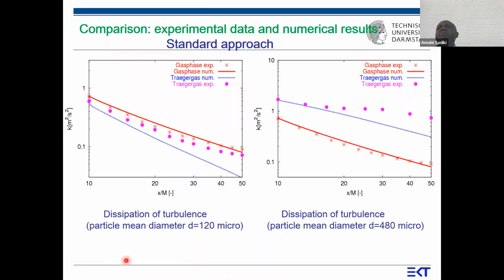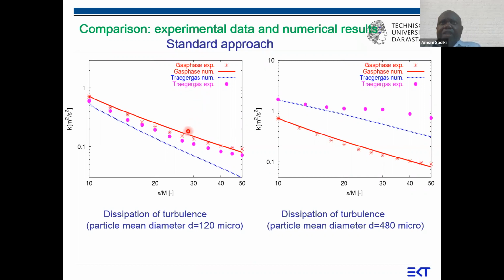Having this, we carry out first, using the k-epsilon model, the simulation without particles. This is what we call the gas phase. The gas phase is our flow without particles, and the carrier phase is the gas when we have particles within.